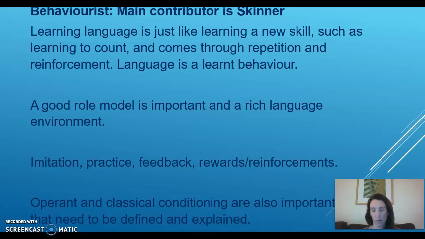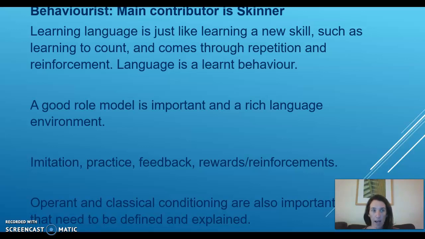This theory really values a good role model and a rich language environment. You might come across some of these terms: imitation, practice, feedback, rewards, reinforcements. These terms are all going to help you describe and unpack the theory in your essay. It's important also, we value using your own words, but it's very important to use key terms from each theory.